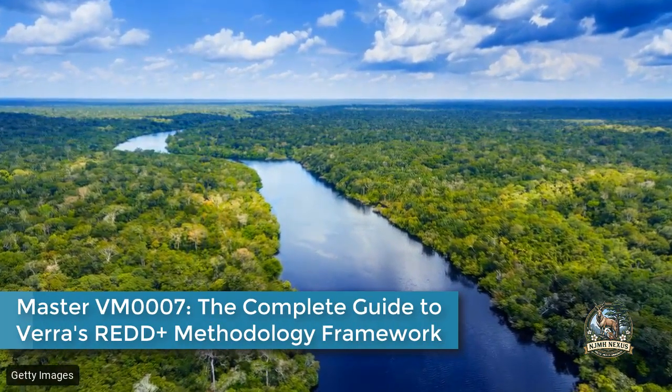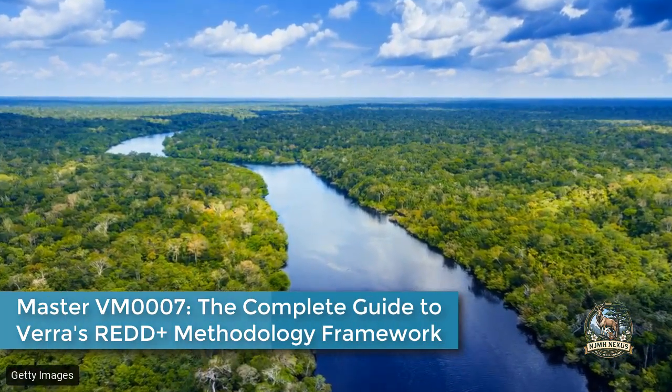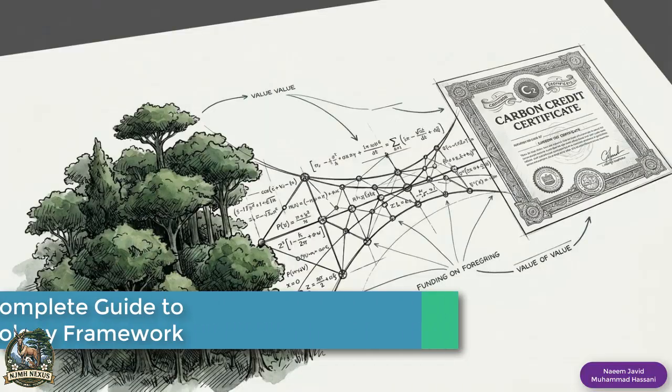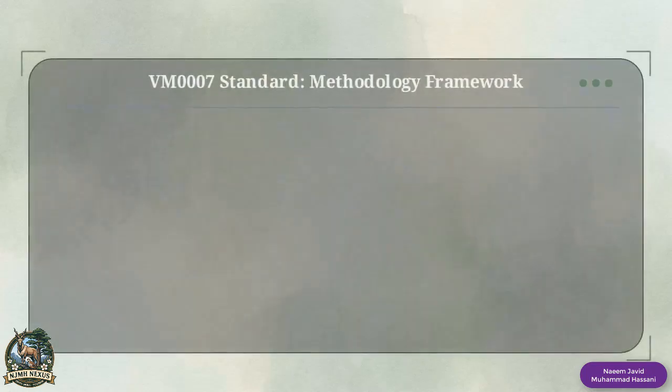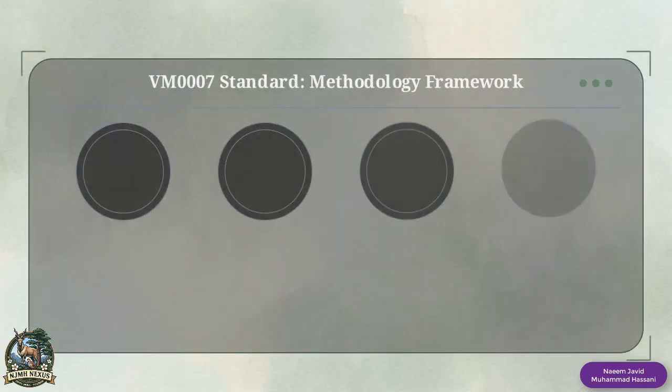Protecting a forest from destruction is a tangible climate action, but translating that protection into a quantifiable, tradable carbon credit requires a rigorous mathematical bridge. The VM0007 standard provides that bridge.